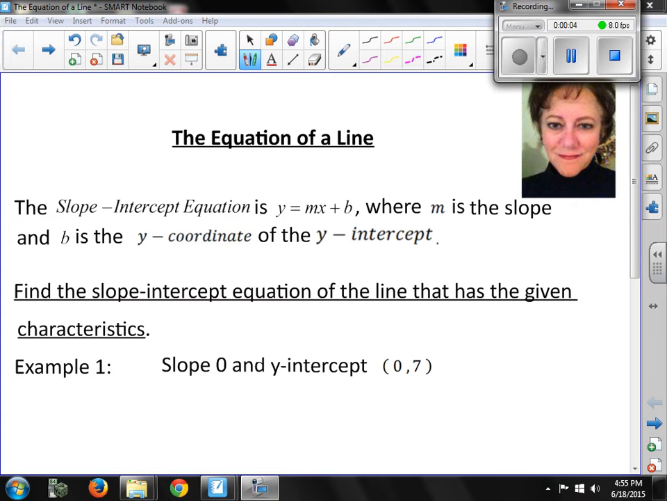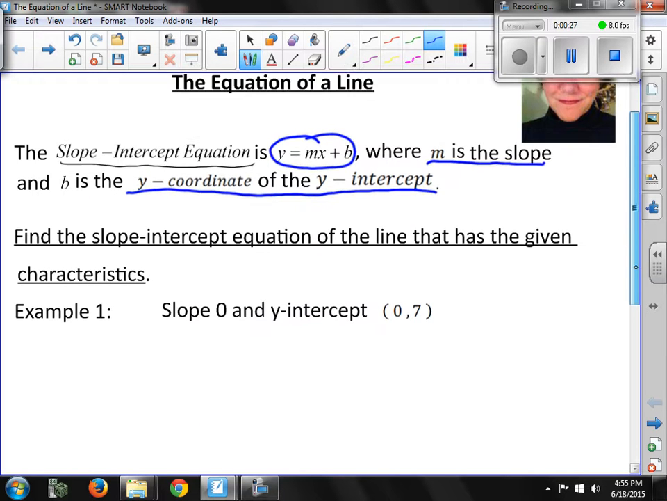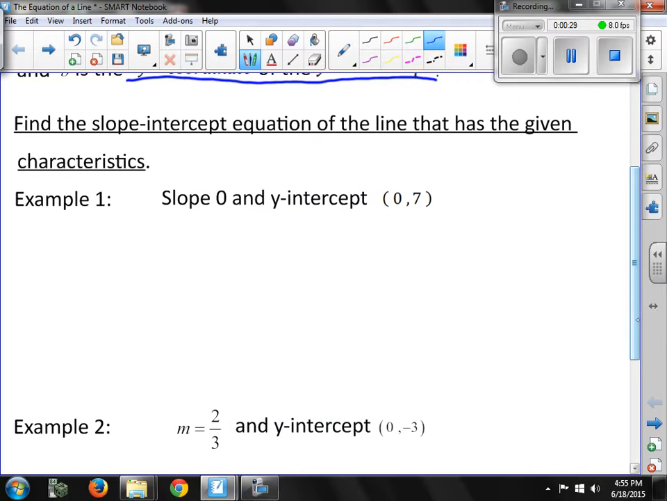Today we're going to talk about finding the equation of a line. Now recall that the slope-intercept equation of a line is in the form y equals mx plus b. Also remember the m stands for the slope and the b is the y-coordinate of the y-intercept. Let's do an example. Find the slope-intercept equation of the line that has these given characteristics.